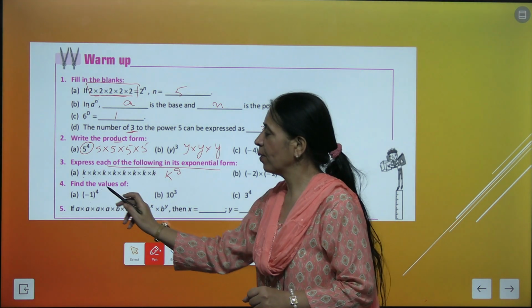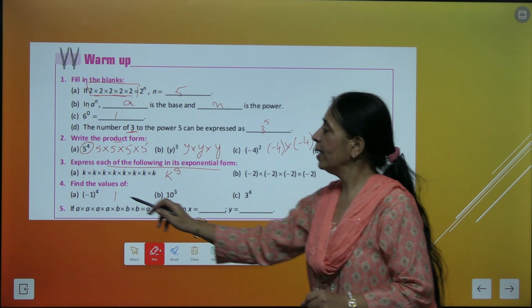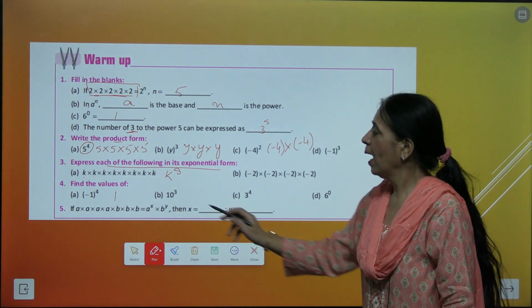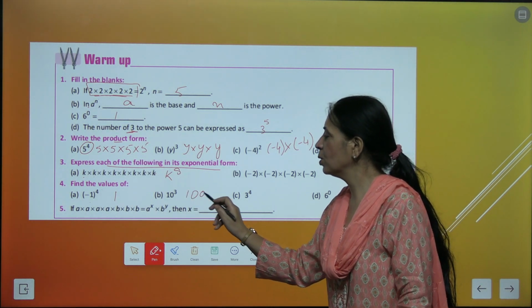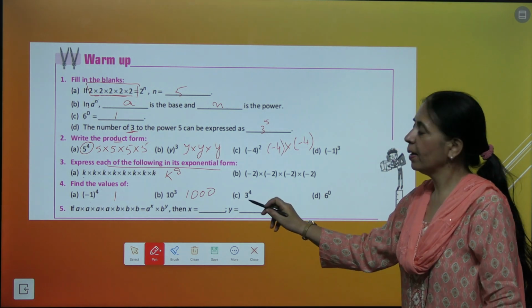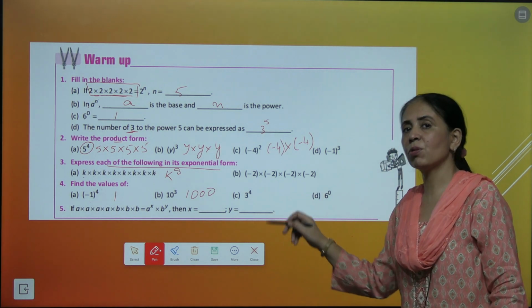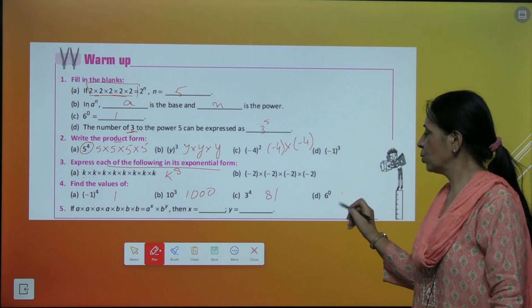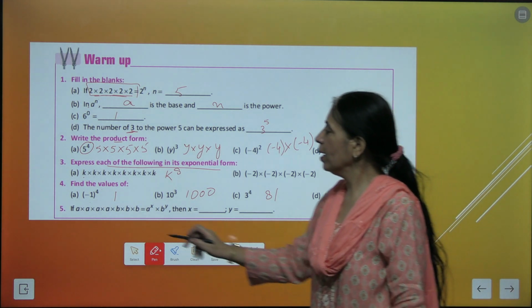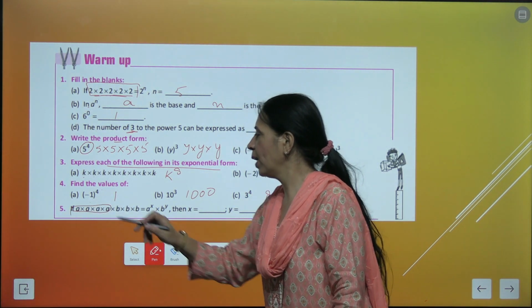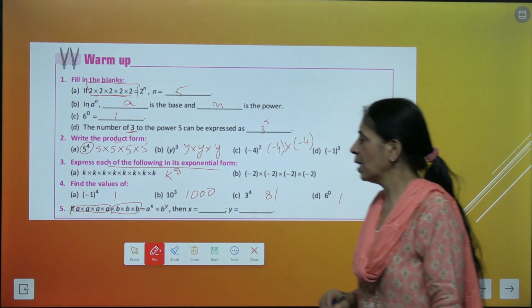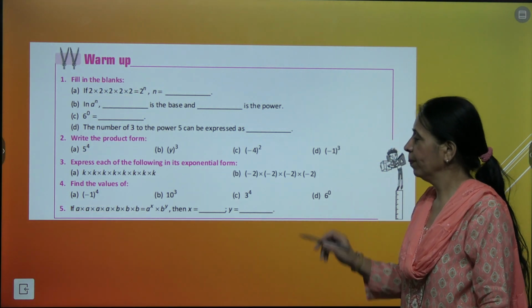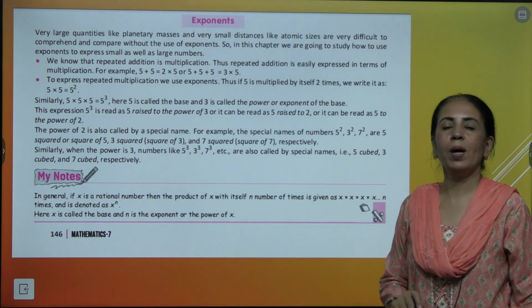Now -1 raised to the power 4 is 1. जब भी नेगेटिव नंबर की पावर इवन नंबर में होती है, आंसर हमेशा पॉजिटिव आता है. And 10 raised to the power 3 is equal to 1000. Similarly यहाँ पर 3 times 3 times 3 times 3, that will be equal to 81. And any number raised to the power 0 is 1. Now here we have a 4 times, b 3 times, तो x हो गया 4 और y हो गया 3. Correct.